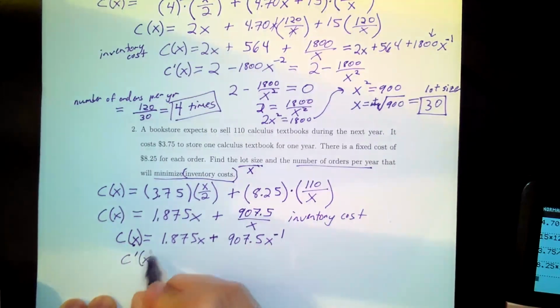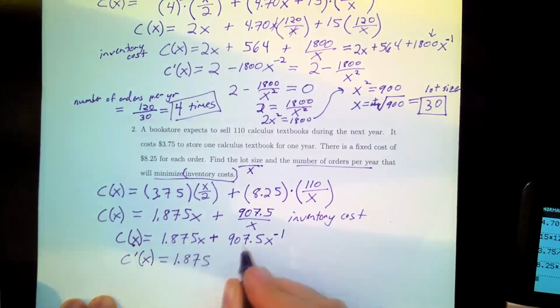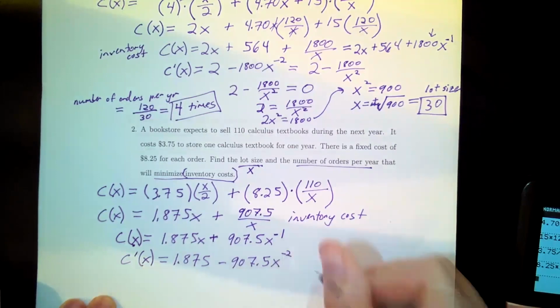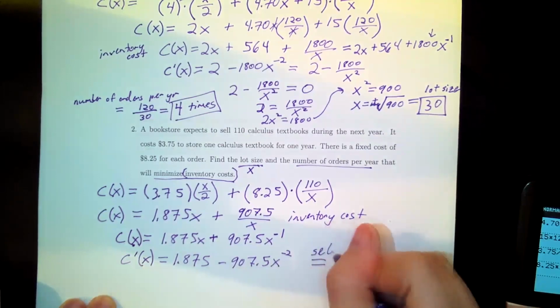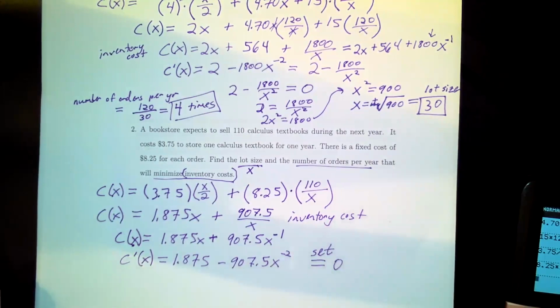Let's take the derivative. The derivative of 1.875x is 1.875. This is a power rule, which would be negative 907.5 x to the negative 2. Now I'm supposed to do what? I'm supposed to set this equal to 0 so I can find my critical number. Now what you should do to make the algebra make more sense is, now that you've taken the derivative, flip this x and put it back down in the denominator. This will be 1.875 minus 907.5 over x squared.